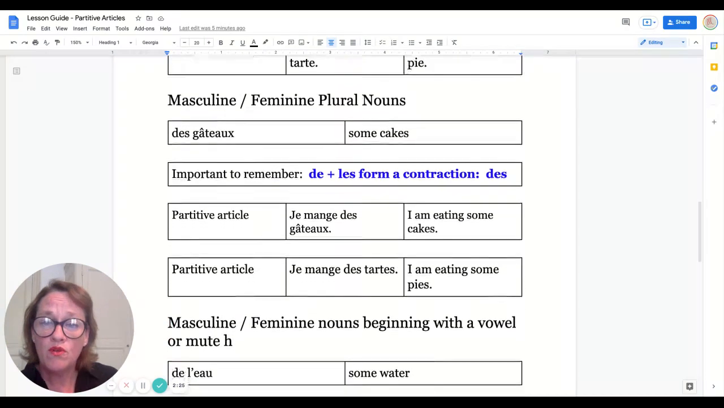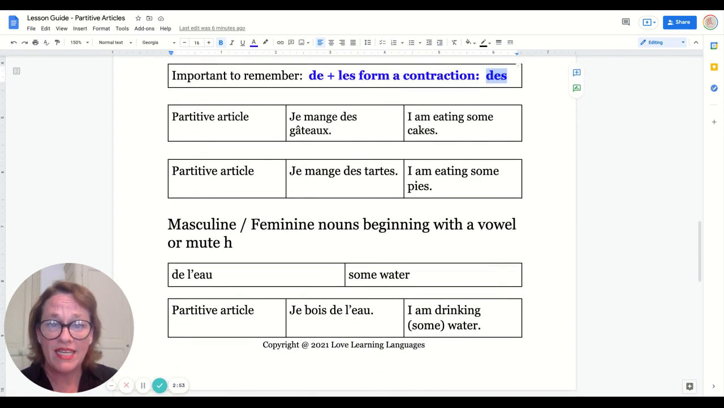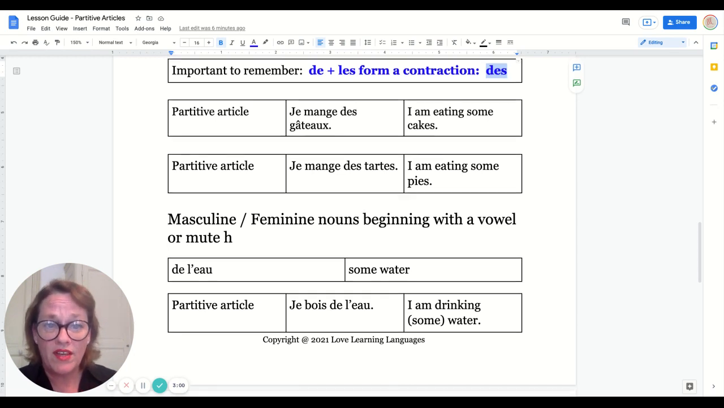Now remember, the plural form is des, D-E-S. So des gâteaux means some cakes. And it's also important to remember that de, followed by L-E-S, forms the contraction des, pronounced des. It's not pronounced like de. Remember, de and des. Okay? So, je mange des gâteaux. I'm eating some cakes. Je mange des tartes. I'm eating some pies.